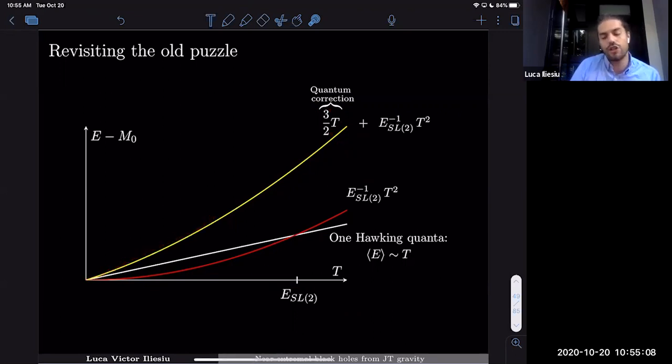Namely, the energy of the black hole, of the Reissner-Nordstrom black holes, is always higher than the energy of the Hawking quanta that such black holes can emit. But still, at low energies, there's still a breakdown of thermodynamics that's explained by the fact that the quantum theory becomes strongly coupled. Good.